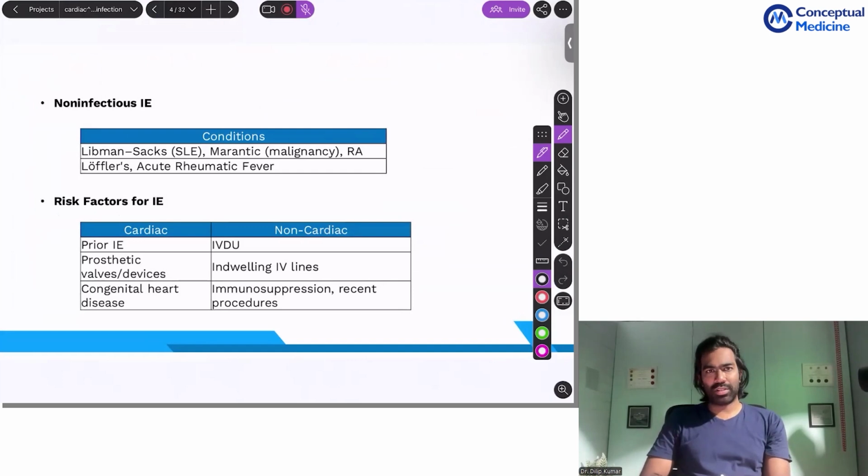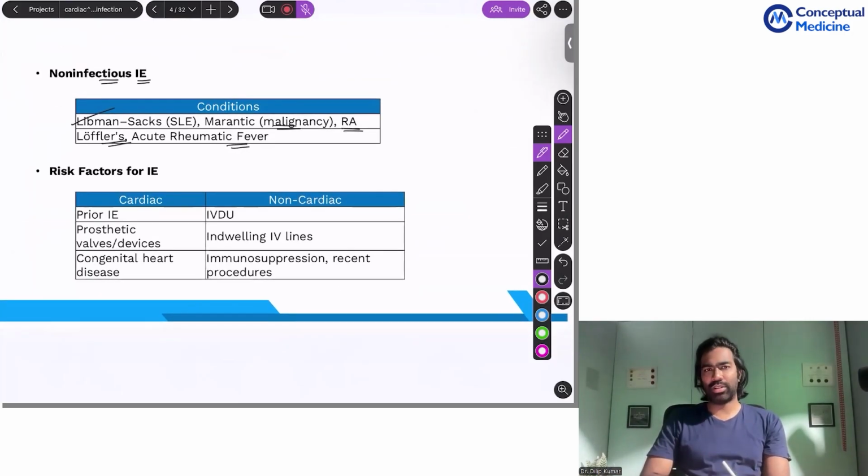Coming to non-infectious endocarditis, it should not be called non-infectious IE, rather I will say non-infectious endocarditis. That's a better term. So the most important, everyone knows, is Libman-Sacks endocarditis that occurs in SLE, which has sterile vegetations, and marantic endocarditis that can occur in malignancies like adenocarcinoma, and rheumatoid arthritis sometimes can cause that. And Loeffler syndrome can cause an endocarditis-like picture in the form of vegetations, and acute rheumatic fever can cause mitral valvulitis. Sometimes it can mimic an endocarditis-like picture.